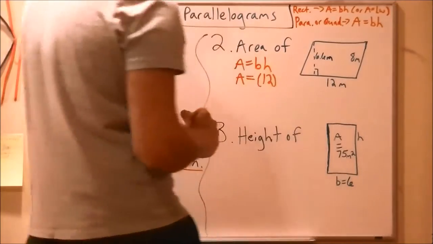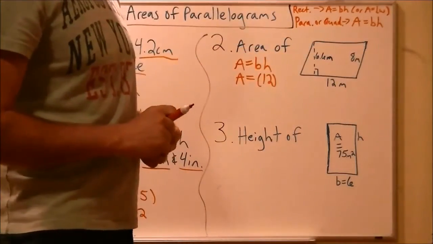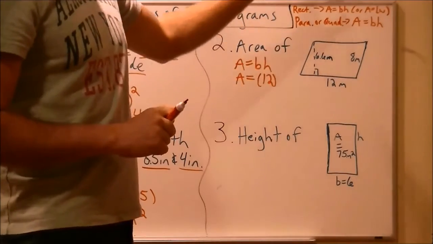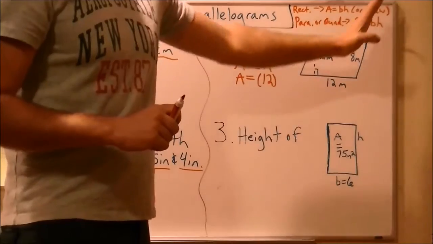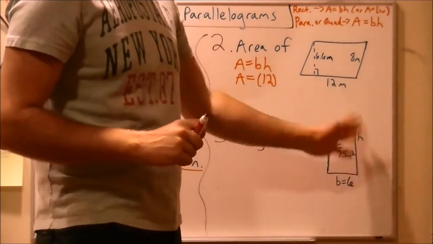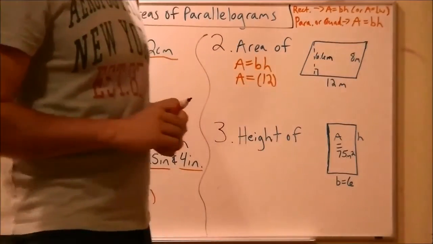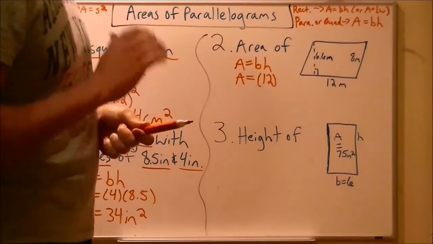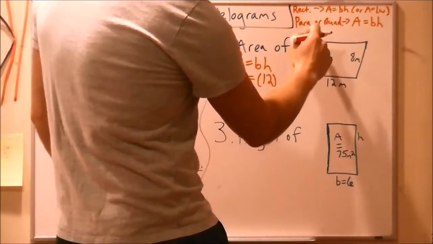Now, how do I know which number I use for my height? Because I have 8 and I have 6.6 meters. Your height is whatever's straight up and down. It's not the one that is slanted. In a rectangle, it doesn't make any difference because they're exactly the same.